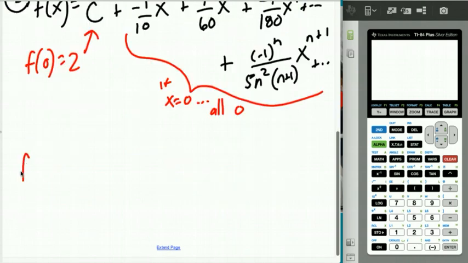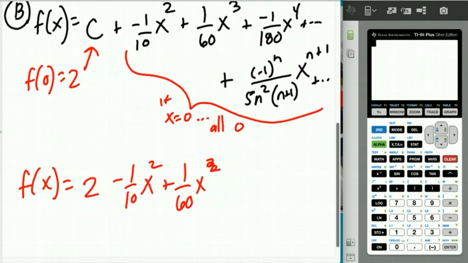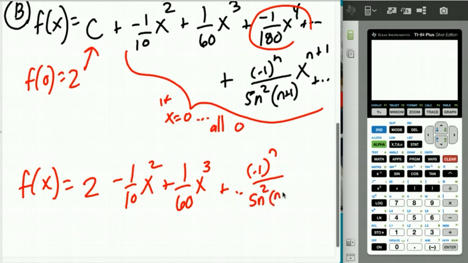So my f of x is going to be 2 minus 1/10 x squared plus 1/60th x cubed. Sorry, the 1/10 was x squared, the 1/60th is x cubed, I believe. Let me scroll up and check. Sorry, it got cut off. All right, so now I don't actually end up needing the other term. I don't need this because I only need the first 3 non-zero terms and the general term. So -1 to the n over 5 n squared (n plus 1) all times x to the n plus 1, dot, dot, dot.